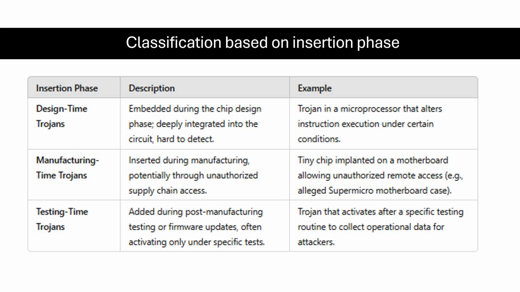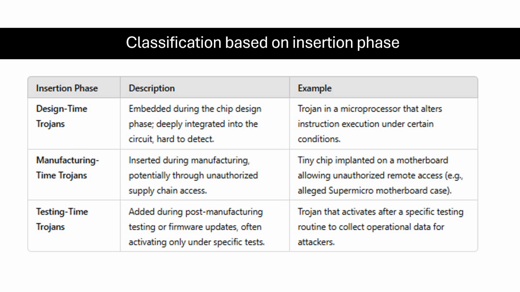A trojan that goes in as part of the design phase gets into the microprocessor, for instance, and it can alter the instruction execution under certain conditions, and that will become very effective. So it's very harmful, very dangerous. It's very hard to detect also.